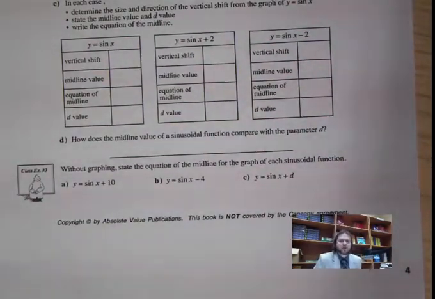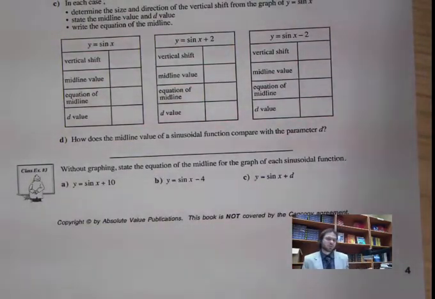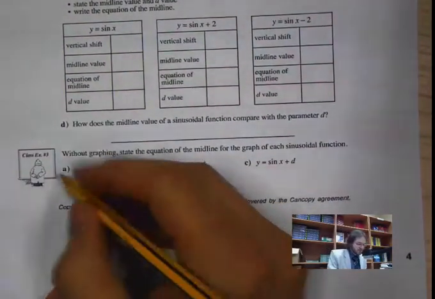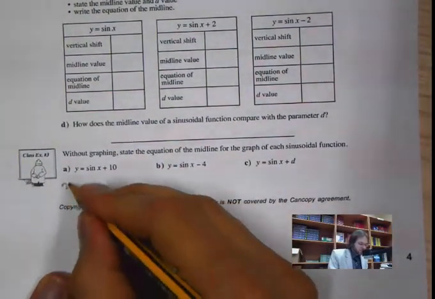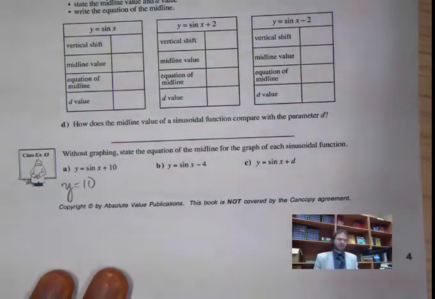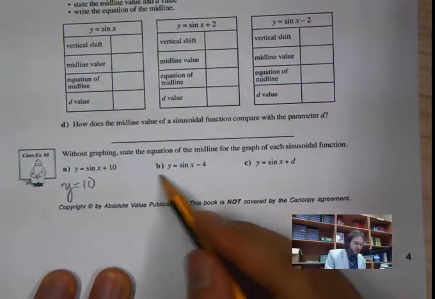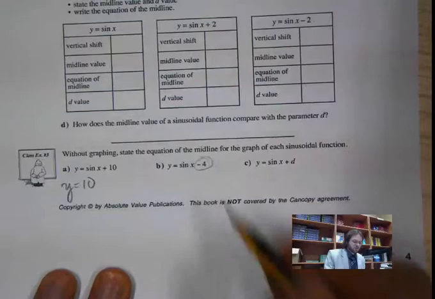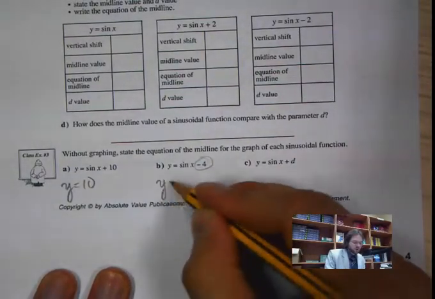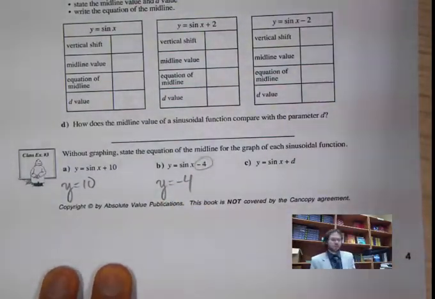It says, for each of these, state the midline. Well, we know from before in our little exploratory, the midline is always the D value. So in the first one here, the equation of the midline is y is equal to 10, because my D value is 10. Next one here, D is negative 4, so y is equal to negative 4. We shifted it down 4.